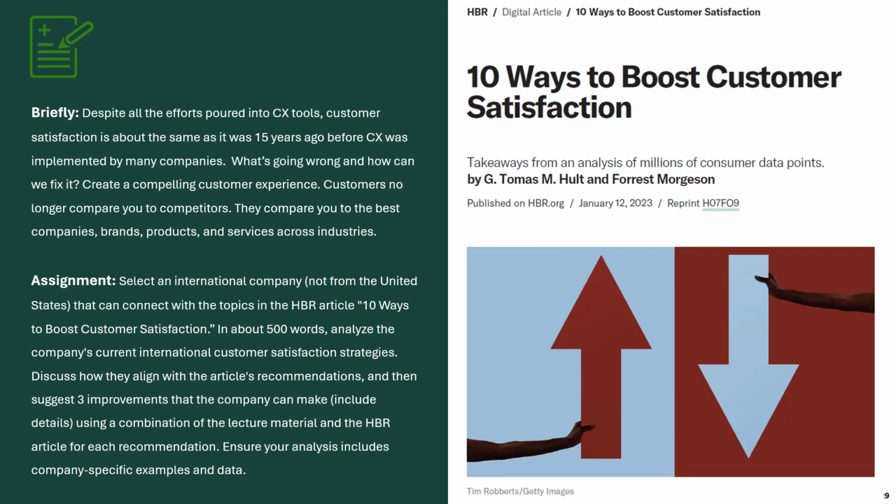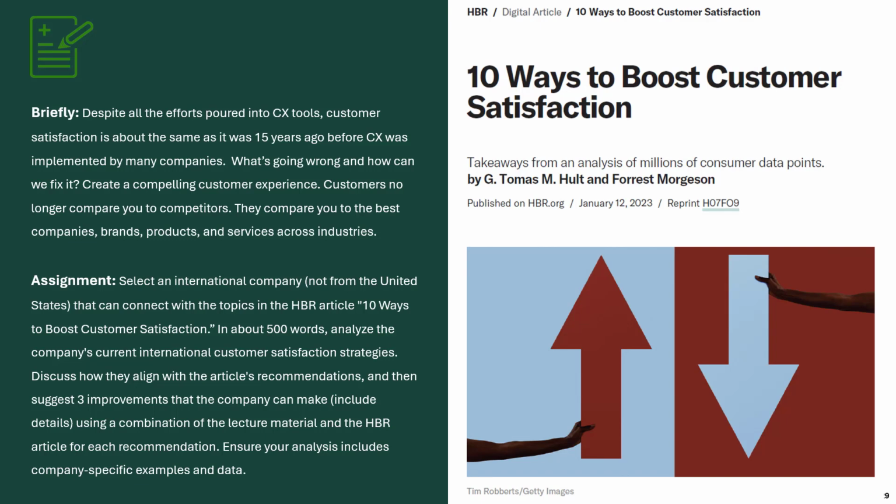And the essay assignment always ties the lecture together with an article, in this case one that we did for the Harvard Business Review. As a setup, despite all the efforts poured into CX tools, customer satisfaction is about the same as it was 15 years ago, the level of customer satisfaction that is. And that was before CX was implemented by many companies, according to the ACSI and other outfits that track customer satisfaction. That begs the question, what's going wrong and how can we fix it? Or is something even going wrong? Either way, the answer is to create a compelling customer experience. Customers no longer compare a company to its competitors. They compare companies to the best companies, brands, products, and services across industries, not just within industries.